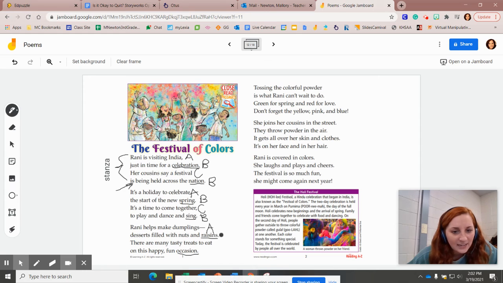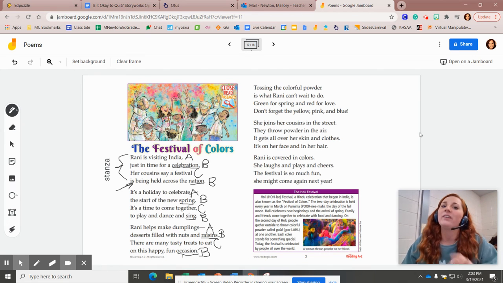Okay, our next line does not rhyme with the first line. Dumplings and raisins does not rhyme, so we're going to label this B. Our next line, eat does not rhyme with raisins or dumplings, so we've got to label this line as C. And hold up, occasion rhymes with raisins, so we know that we have to label it the same letter that raisins is labeled, so we know it is B. So again, our rhyme scheme is checking out A, B, C, B.